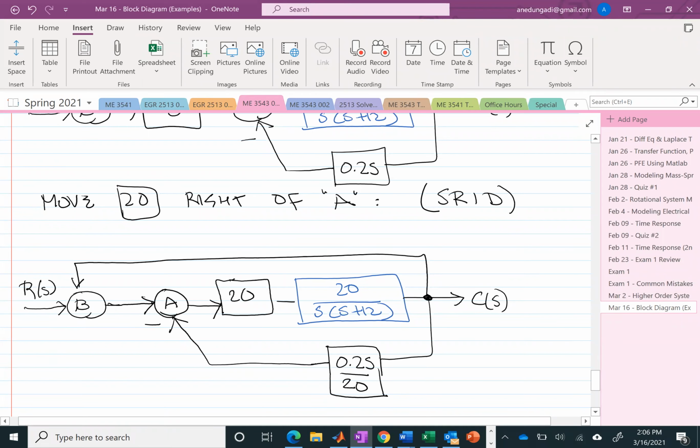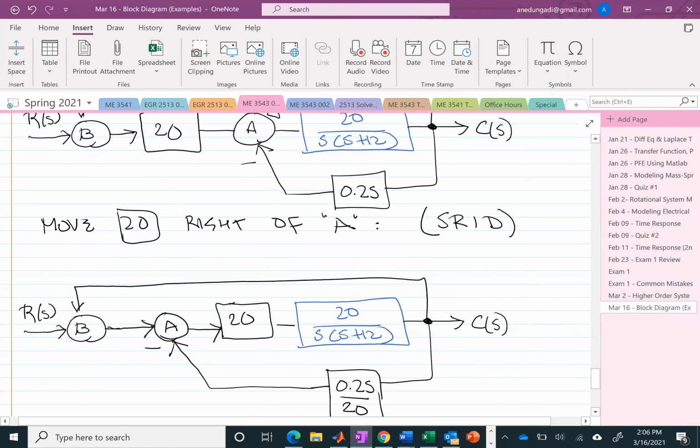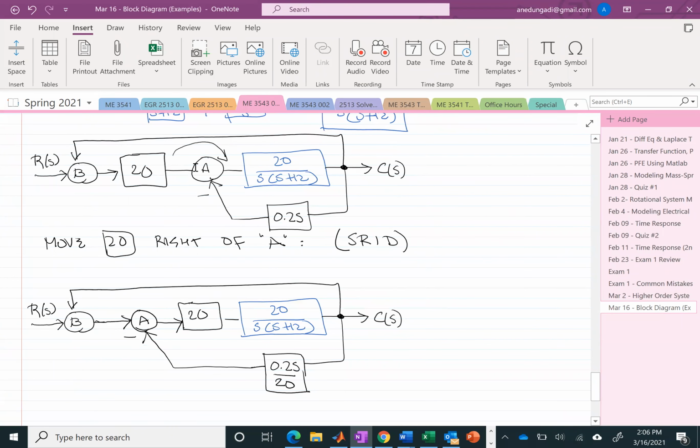Yes, very good. So, do you all agree with this now? I moved 20 to the right of A. That makes A come over there, right? And since I'm moving it to the right of a summation block, I have to take all the inputs to that summation block and divide by what I moved. So 0.2s divided by 20.